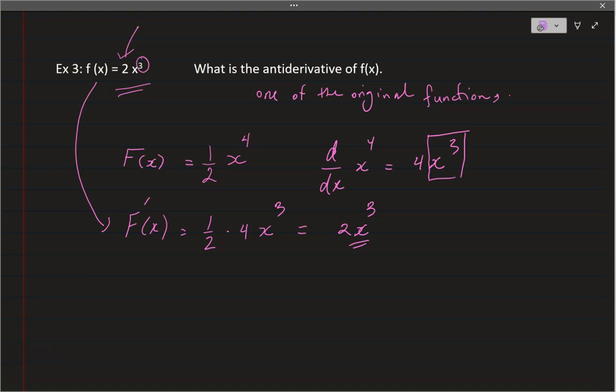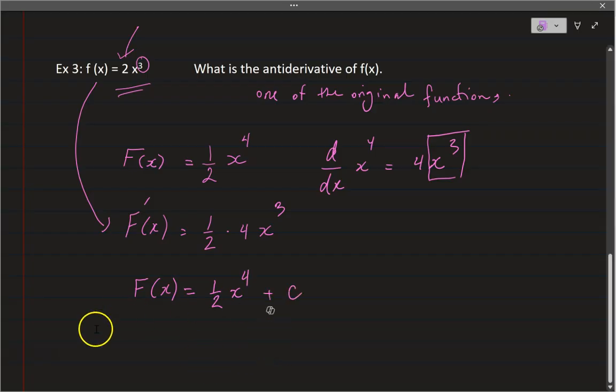And because we don't know the other constant, we just add another constant c to that, because when you take the derivative of that, the constant will be 0. So that will get you the same function back. So to finish that off, the original function, the antiderivative, which is f of x, is 1/2 x to the 4th plus c for any constant. Okay, let's do another one.